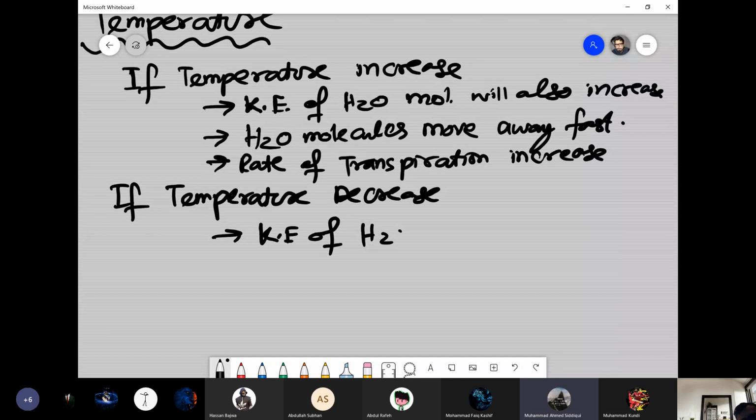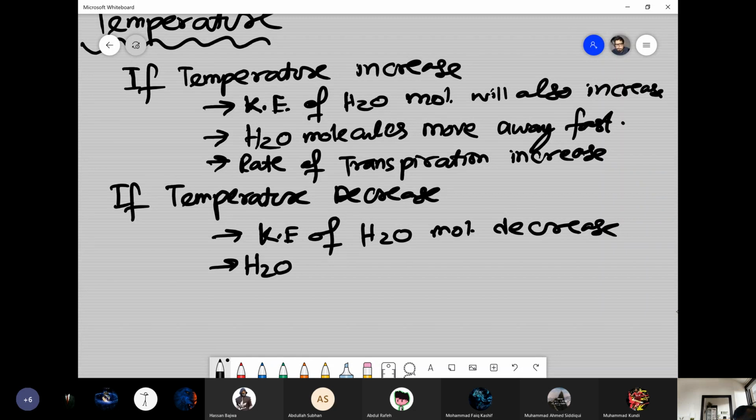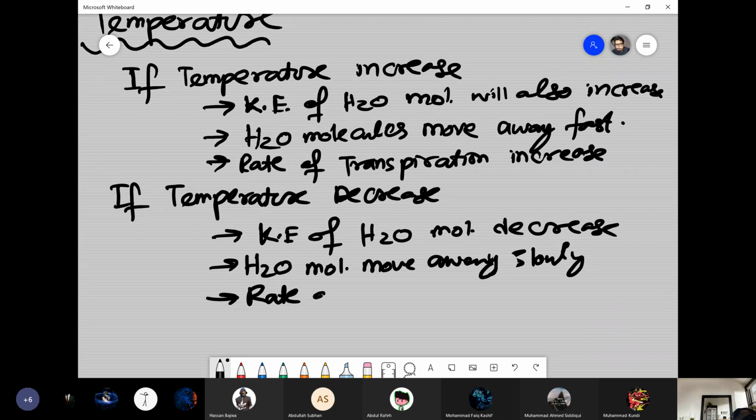Yes, sir. And because of that, water molecules will move away slowly, right? Yes, sir. So in return, what will happen? That rate of transpiration will decrease.